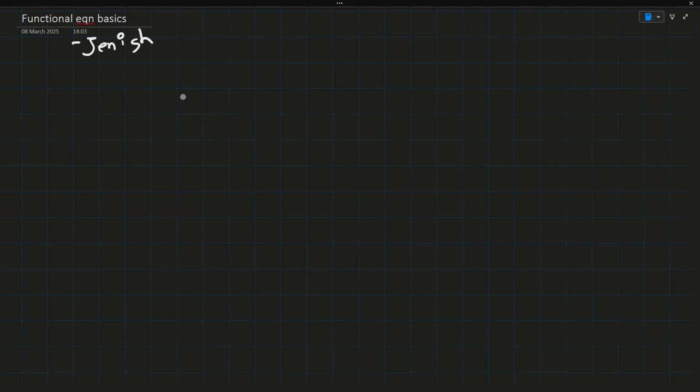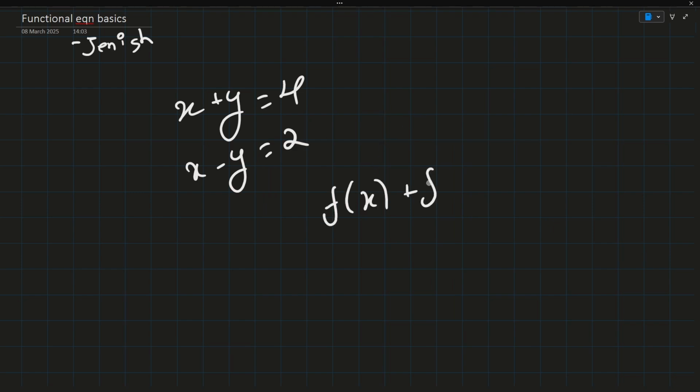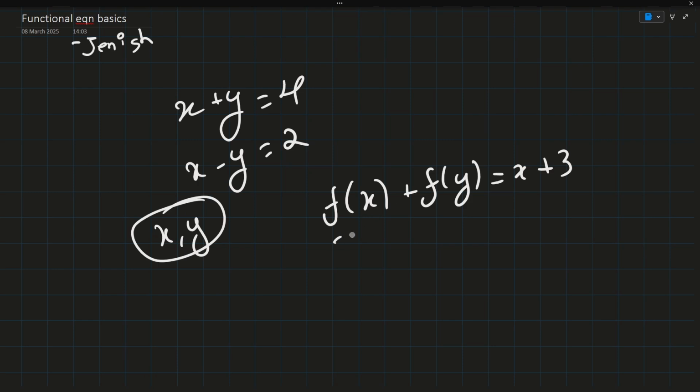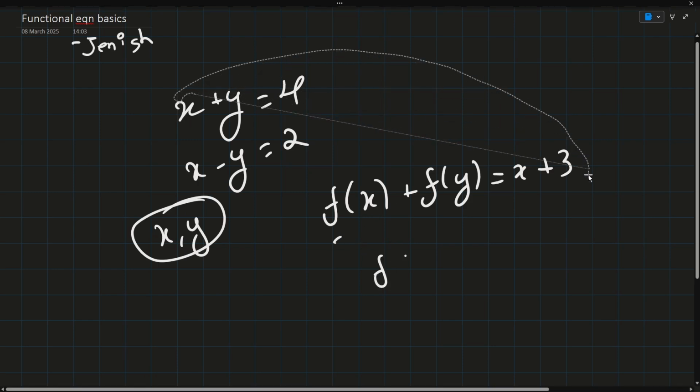Equation. Today we'll just discuss the normal stuff about functional equations. A normal equation is something like x plus y equals 4 and x minus y equals 2. But a functional equation is of the form x plus f of y equals x plus 3. In a normal equation, you solve for variables x and y, whereas in a functional equation, you solve for f. So I'll first go over some basic definitions you'll need throughout this video.